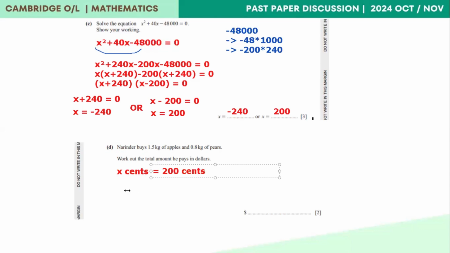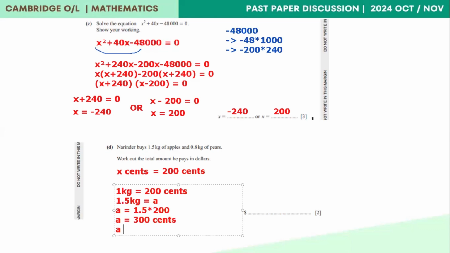Now we can use ratio. For 1 kilogram, it is 200 cents. For 1.5 kilograms, we'll take it as A, for example. So A is equal to 1.5 into 200, that is equal to 300 cents. If we want to convert it to dollars, that would be $3.